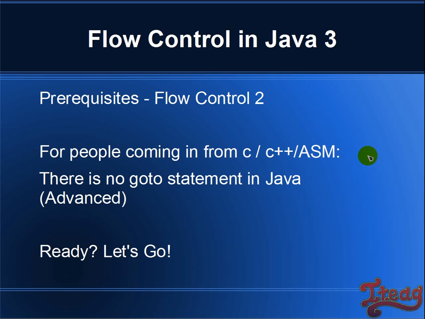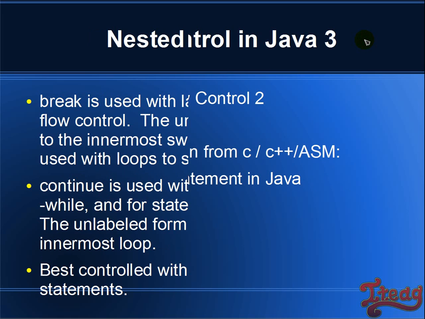Because of the way that break and continue are handled, I need to make a statement for people coming in from C, C++, and assembly. There is no go-to statement in Java. It's a high-level language. That's why there is break and continue, and they only have a specific scope. That being said, in the Java bytecodes, they're all go-tos, but that's advanced, okay? So, ready? All right, let's hit it.